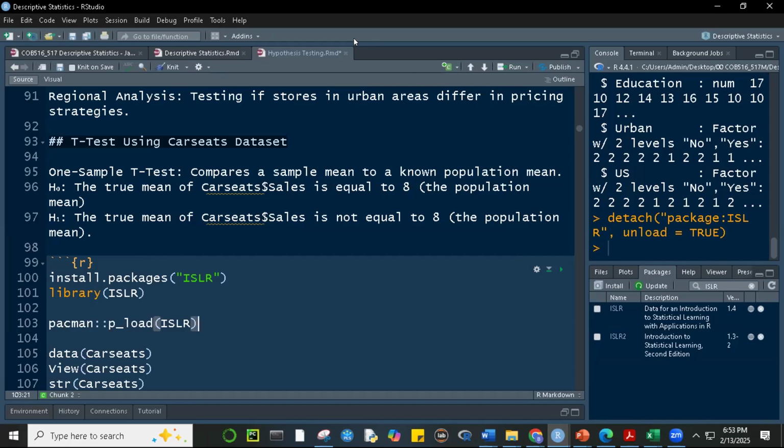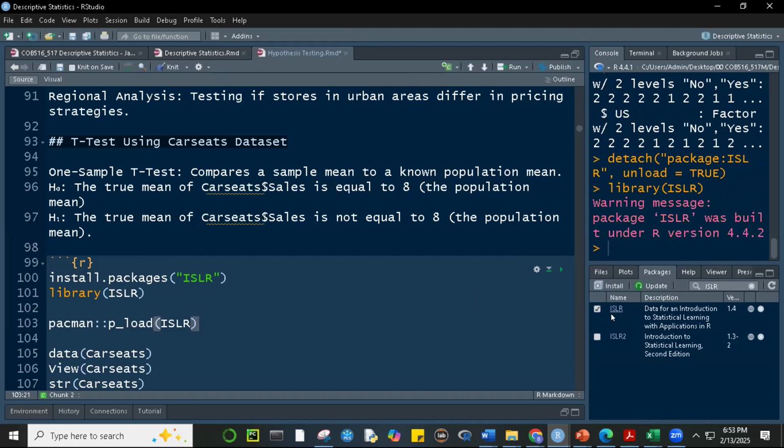Okay, so just checking, class. Have you loaded ISLR? So this should be checked.